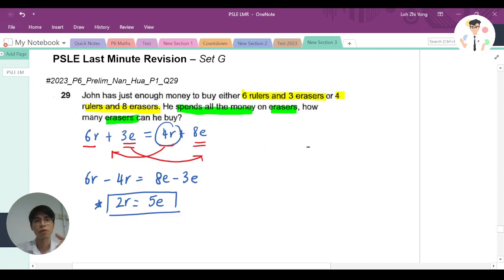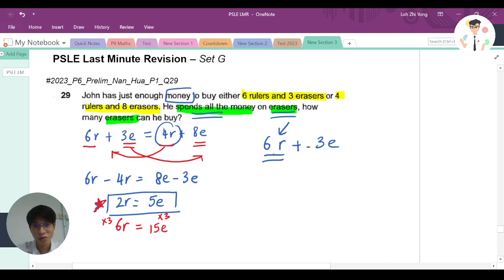Now again, he spends all the money on eraser. The money that he has is just enough to buy 6 ruler plus 3 eraser. If I want all the money spent on eraser, it means I don't want to have the ruler. So 6 ruler is equivalent to how many eraser? If 2 ruler is equal to 5 eraser, 6 ruler would be times 3, and 5 eraser times 3 is 15 eraser, which means this 6 ruler is actually equal to 15 eraser.